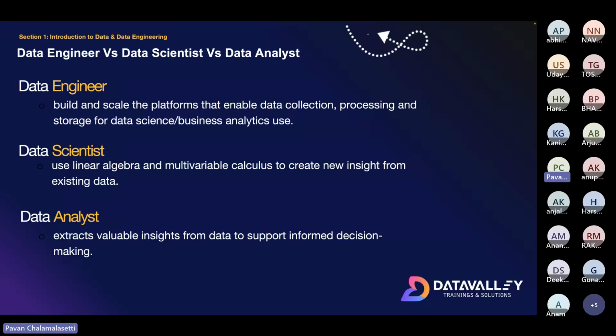So what is a data scientist? A data scientist is someone who uses the data that is created by the data engineer. Does it mean you need a data engineer for every data scientist? Not necessarily, but what a data engineer does is take the data in a raw format as it is arriving, and perform some operations on it.